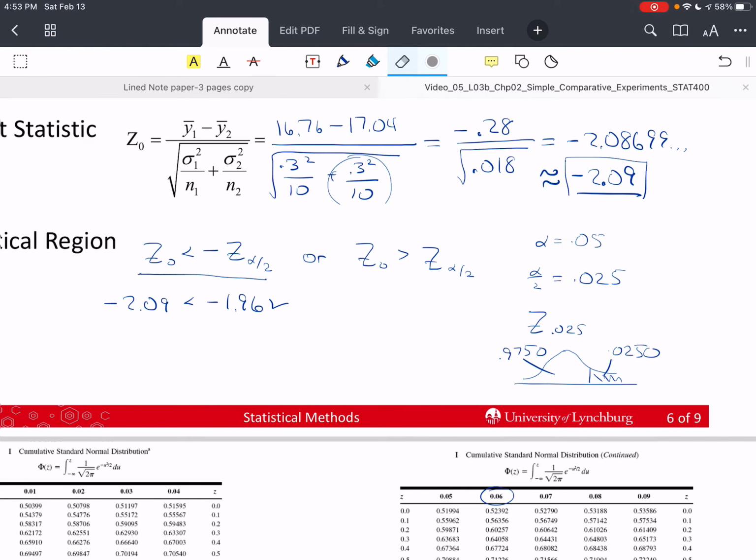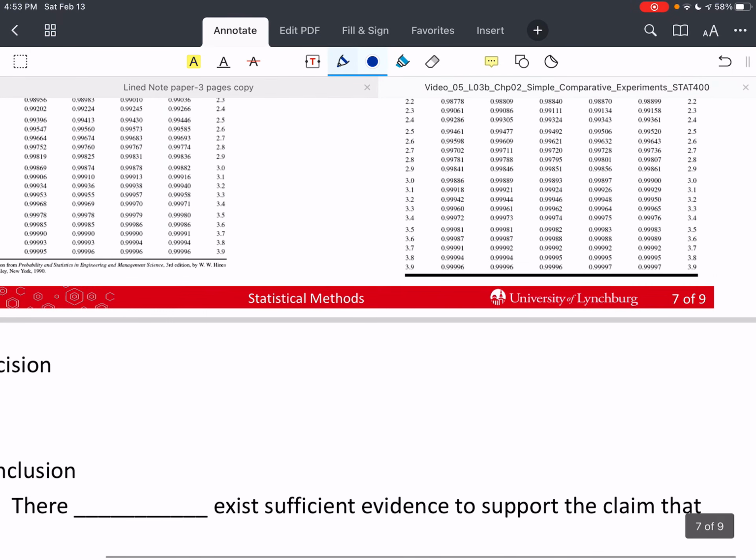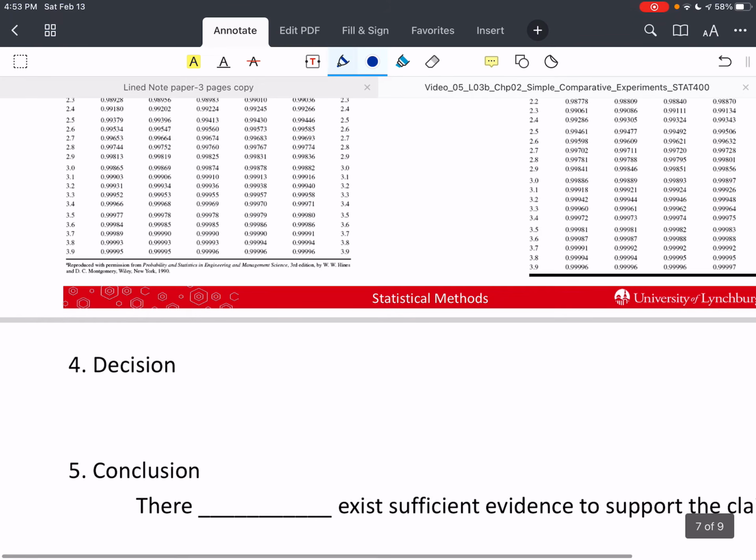I do want you to write down this as your critical region. You write down both. But then, you know, Z naught is less than 0. Therefore, you're only using this one. This is the only one that can be true. In this case, this is true. So we're going to come to our decision. Since that is true, we're going to reject H naught.